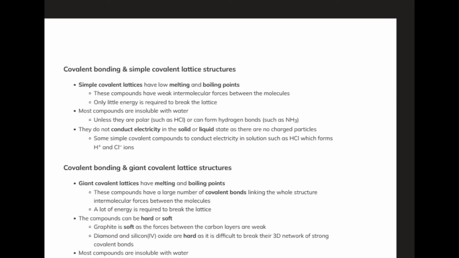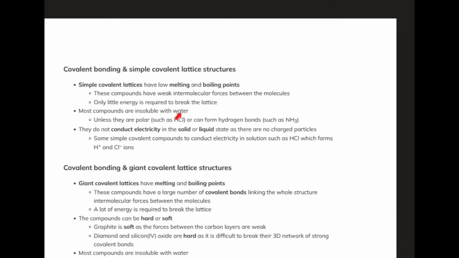So let's see covalent bonding and simple covalent lattice structures. Giant covalent will come later, so we start with simple covalent first. Simple covalent lattices have low melting and boiling points, basically because of the weak van der Waals forces. These compounds have weak intermolecular forces between the molecules, so only little energy is required to break the lattice.